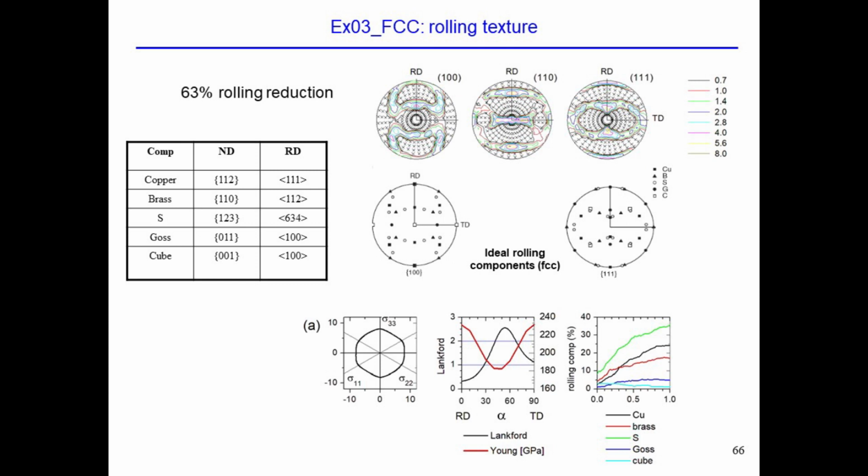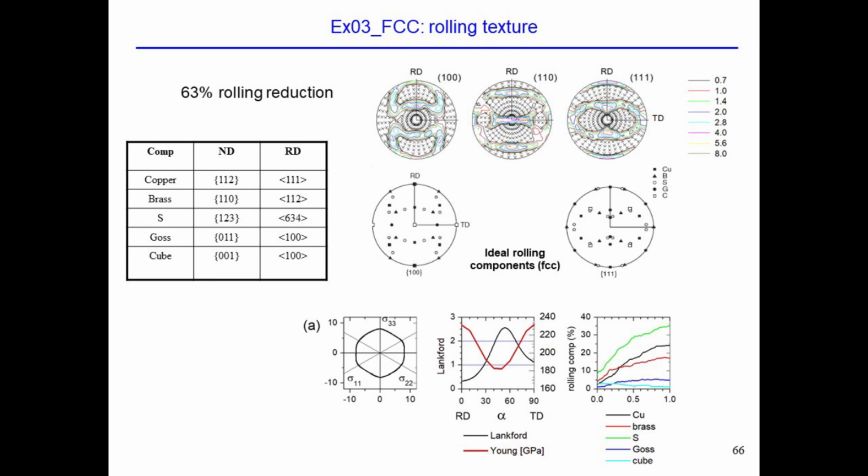For example, if you pick this one, it is the cubic. This one is the cubic, these squares. So you have very little cubic component in this particular texture. You may want to look at these triangles, the upper triangles. The upper triangles are the B component, the brass component, and that component is present in the texture. This one is also present in the texture. So those are the plots of those components for the 100 directions and the 111 directions.